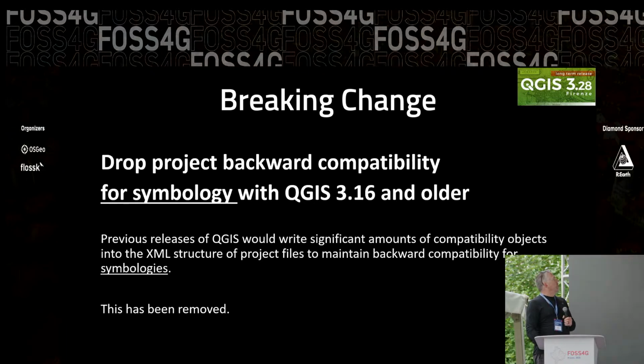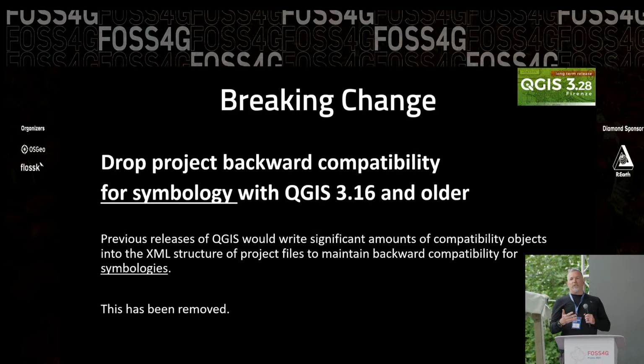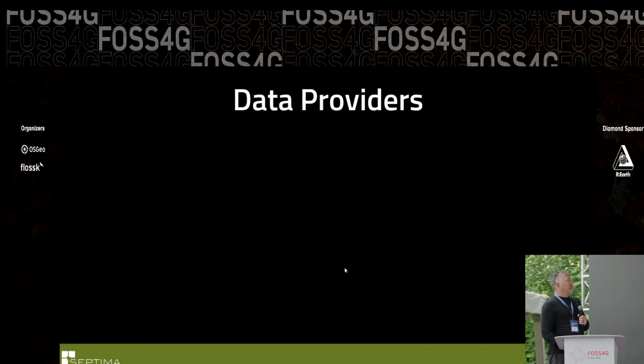So this is important. They've dropped project backward compatibility just for symbology with QGIS 3.16 and older. So this means that if you have a project older than 3.16 with some interesting symbology, you should update that to a newer version of QGIS so you don't lose that. Basically, previous releases of QGIS would write a lot of compatibility objects into the XML structure of the QGIS project file. And so to clean things up, they're removing some of that. So that's why this is a breaking change.